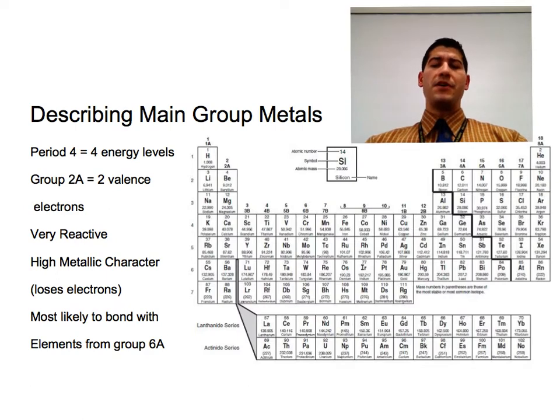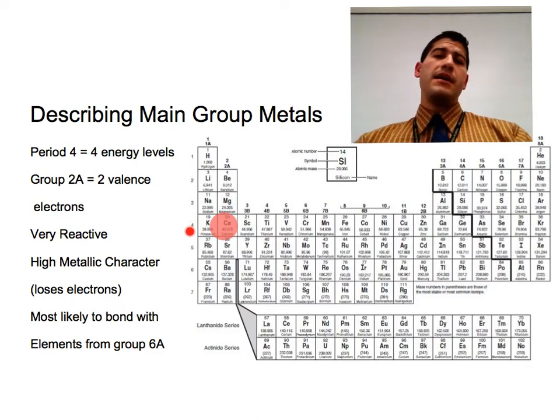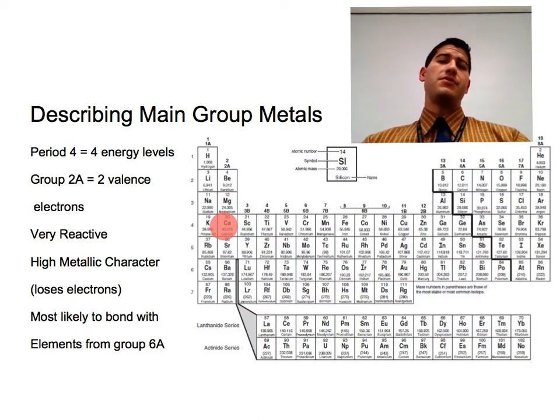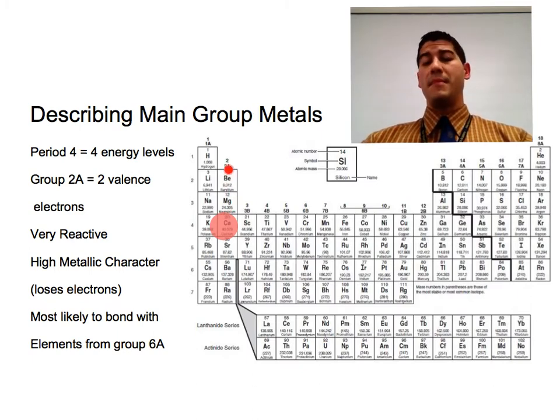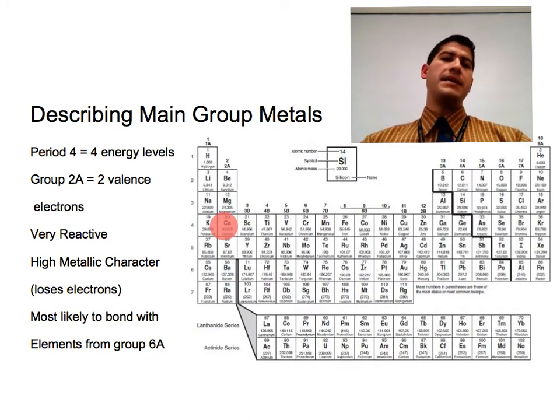Take calcium, for example. Calcium has 4 energy shells in its electron cloud because it's in period 4. Calcium also has 2 valence electrons because it's in group 2A, making it a highly reactive element. The elements in group 1A are more reactive, but 2A is still very reactive. We can describe calcium's reactivity further by saying it has a high metallic character. That means that it is to the left side of the periodic table. It is a larger atom that tends to give away its valence electrons in chemical reactions.